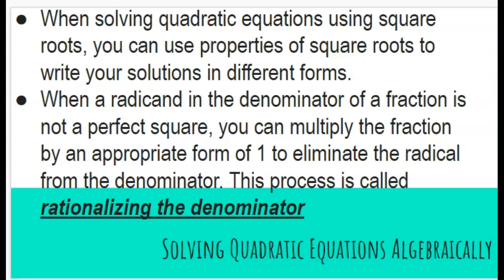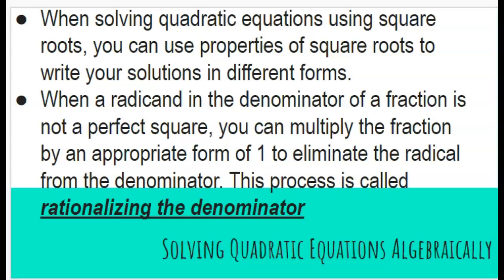Number one, when solving quadratic equations using square roots, you can use properties of square roots to write your solution in different forms. That part right there, that's what we're going to address with what I'm considering as your bell ringer. We're going to practice writing our solutions in different forms.